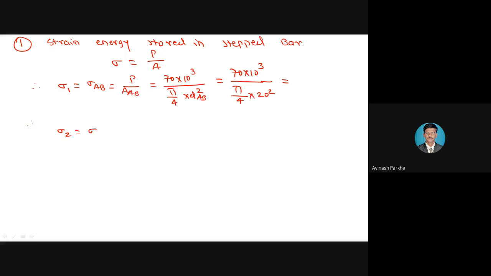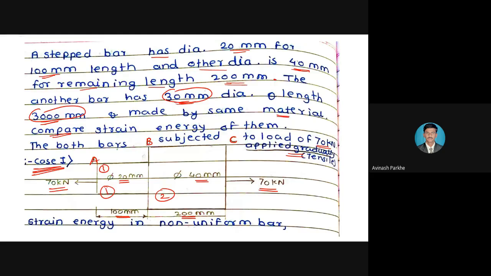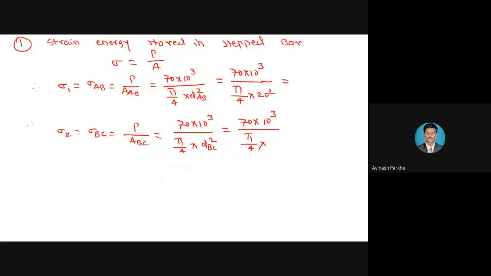Therefore, sigma 2, that is sigma of BC, is equal to P upon area of BC, which is equal to 70 into 10 raised to 3 divided by pi by 4 into diameter of BC square, which is 70 into 10 raised to 3 divided by pi by 4 into the second diameter. How much diameter is given? 40, in the figure, and in the statement also it is mentioned, 40 square. Find the stresses induced in section 1 and section 2. What will be the stress induced in section 1 or section AB? Please represent your answer in the chat box.